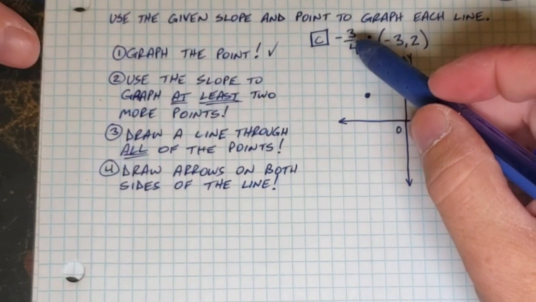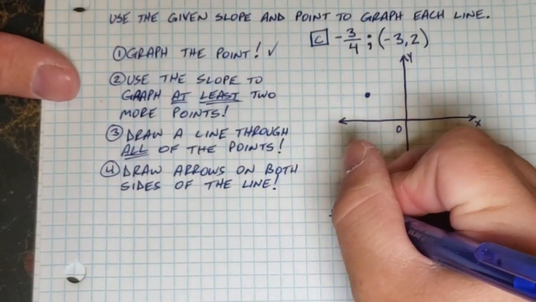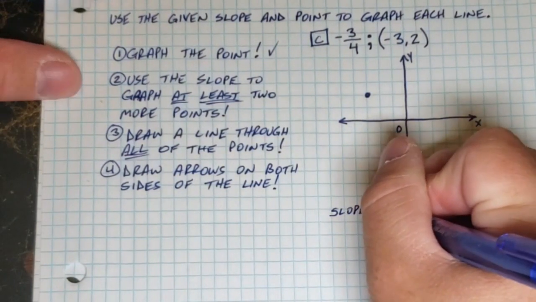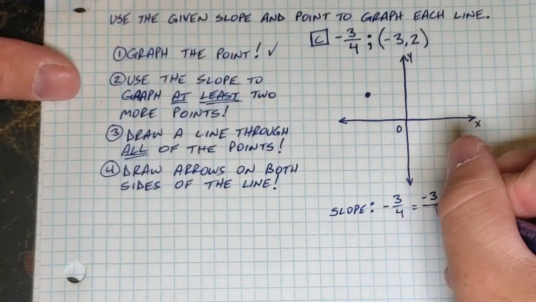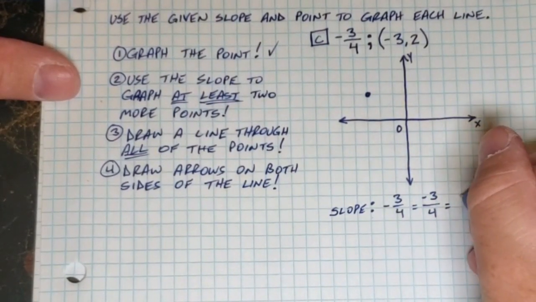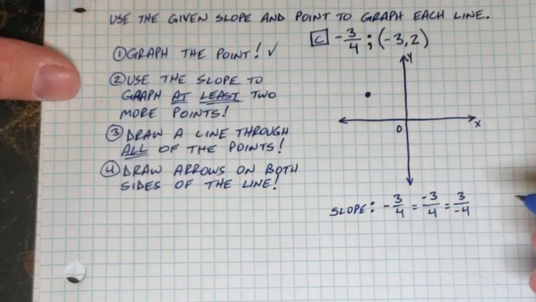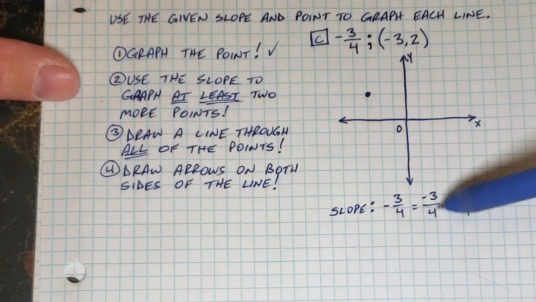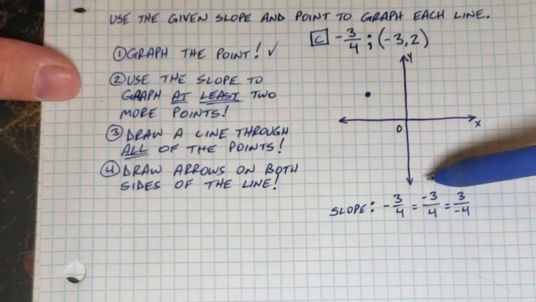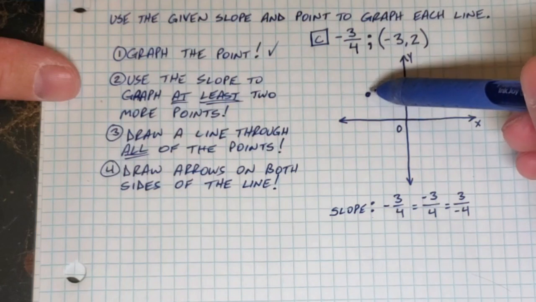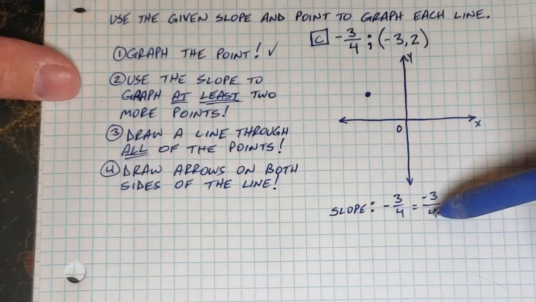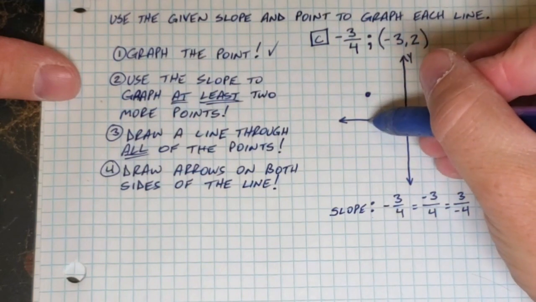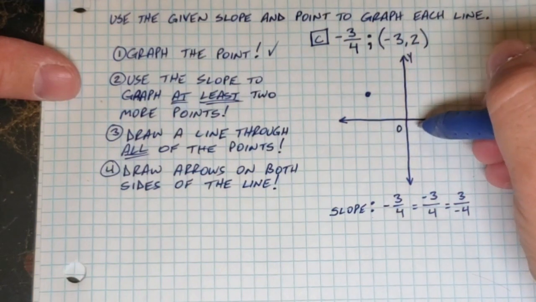So we got negative 3/4. We've got some options here for negative 3/4. We can use negative 3 over positive 4, or we can use positive 3 over negative 4. Let's start with this negative 3/4 and see if we can't get all of our dots from that. So from the point that they gave us, negative 3/4 means we're going to go down 3 and to the right 4. So down 3, right 1, 2, 3, 4.